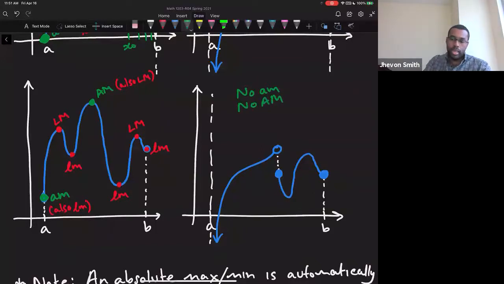You might be tempted to say this guy is the absolute max, he's the tallest, but there's a hole. That point does not exist. I can approach that point and I can keep getting higher and higher moving up to that point, but I never get to that point, so it can't be an absolute max. Right? And obviously with this guy going down to infinity, there's no absolute min, right? It keeps getting smaller and smaller.